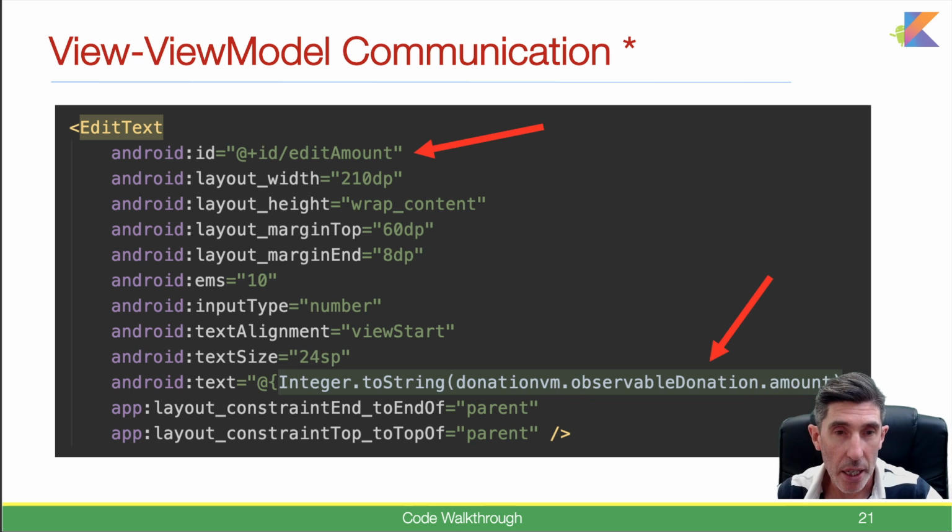And I think that's it for that little bit there, but there's not a huge amount to it. It's all declarative code here. So that will tie back directly to the amount of the observable donation element that's inside the donation VM. Just another way of accessing it. You may not have seen that before, but it's just another approach.